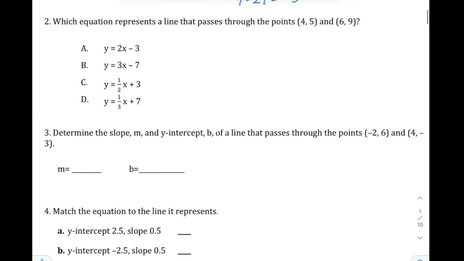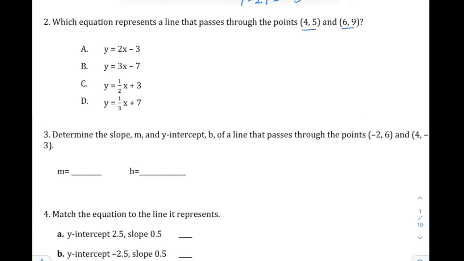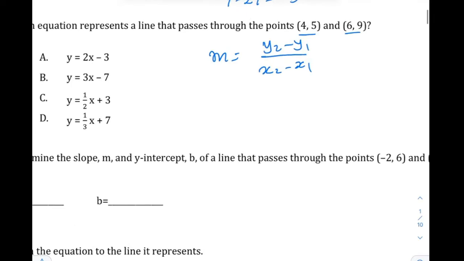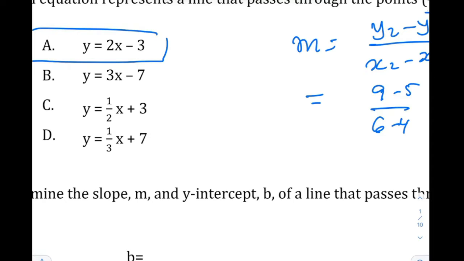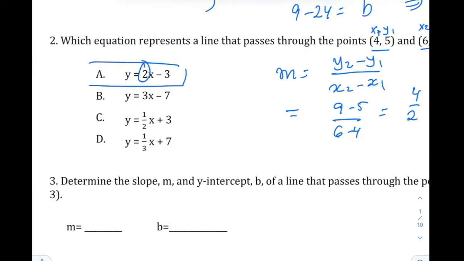Question 2. We don't have the slope, so we need to find it using the slope formula. So we will name this x1, y1, and this is x2, y2, and we will replace. Which is 4 over 2, which is 2. So without completing and finding the b as we did before, directly we can choose A. No need to continue. This is the only equation that includes the 2 as a slope.